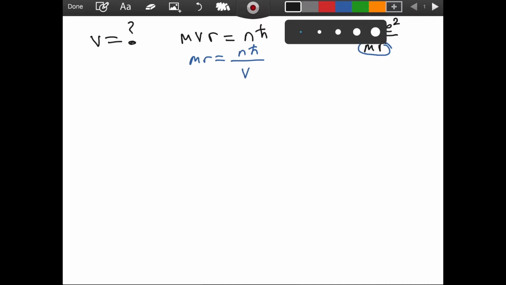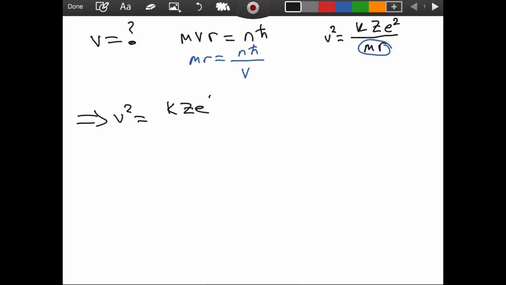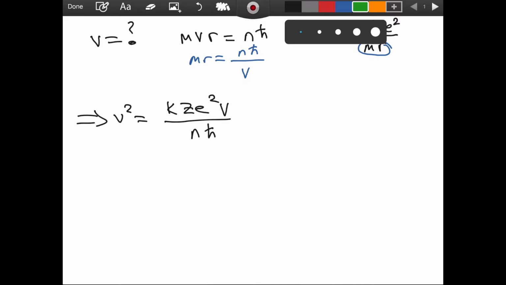So let's write V squared on a new line. We have V squared is equal to K Z e squared. We would divide by mr, so let's just multiply by its reciprocal, which means we bring the V to the numerator, and n times h bar is going to be in the denominator. So we get this. Alright? And now if we simplify both sides by V, look at this. We found our formula. We solved for V.